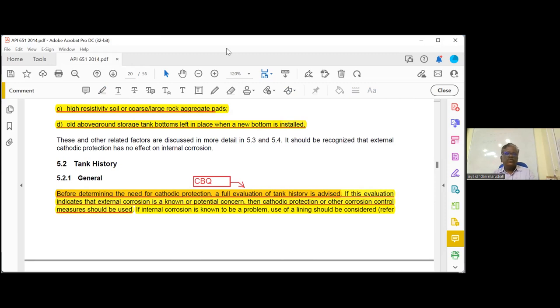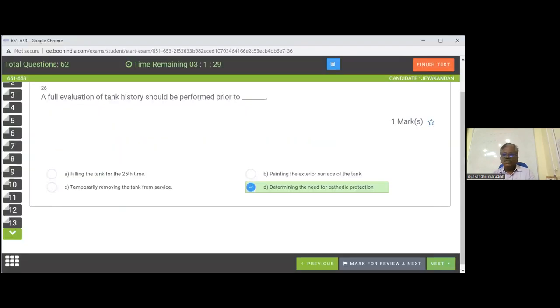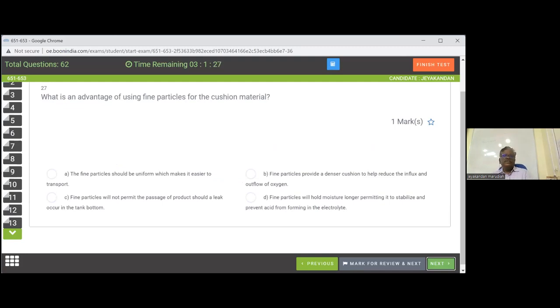5.2.1. Next. What is an advantage of using fine particles of the pad material? The fine particles make it easier to transfer. No, fine particles provide a denser pad to help reduce the influx and outflow of oxygen. That is correct.